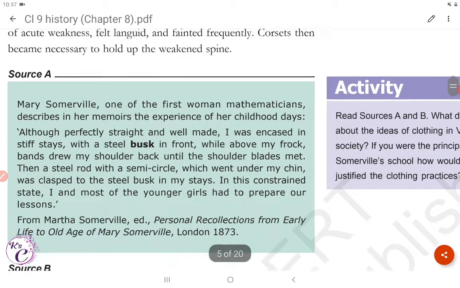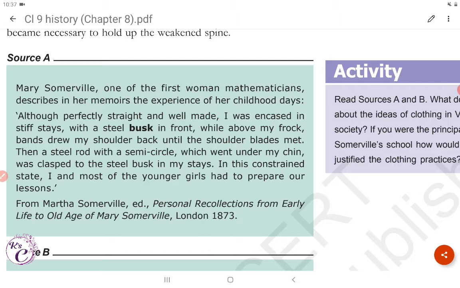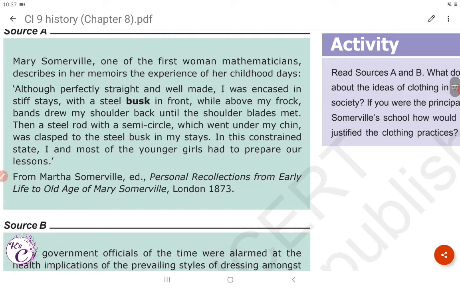Source A. Mary Somerville, one of the first women mathematicians, describes in her memoirs the experience of her childhood days. "Although perfectly straight and well made, I was encased in stiff stays with a steel busk in front, while above my frock bands drew my shoulder back until the shoulder blades met. Then a steel rod with a semicircle which went under my chin was clasped to the steel busk in my stays. In this constrained state, I and most of the younger girls had to prepare our lessons."